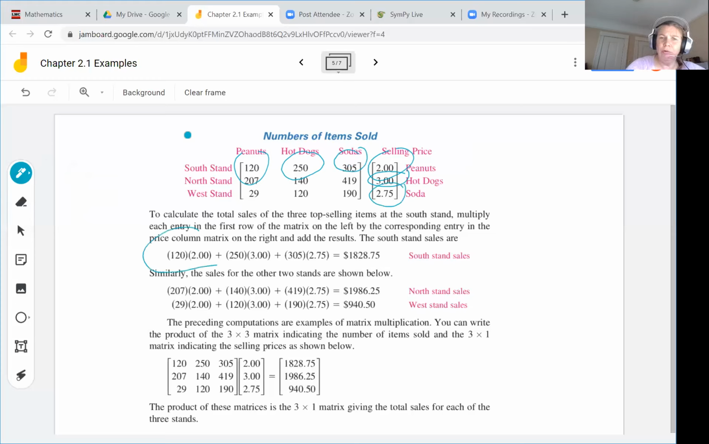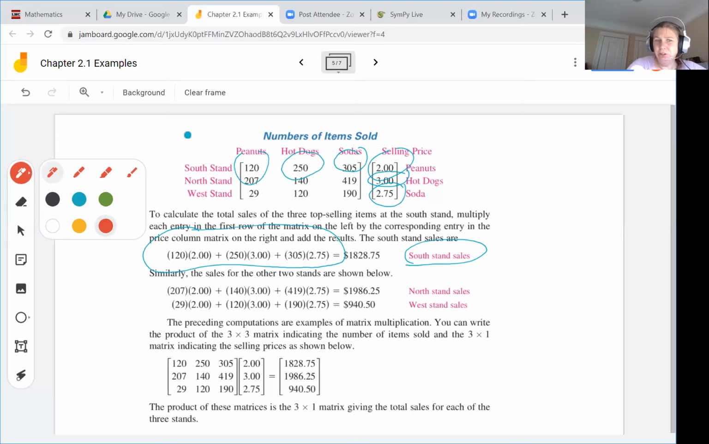So we're taking the quantity from the matrix and multiplying it by the selling price in the column vector to get the total of the south stand sales. So if you visually look at this, we took the entries in the first row and multiplied each of them by the column. Now let's move on to the second row.